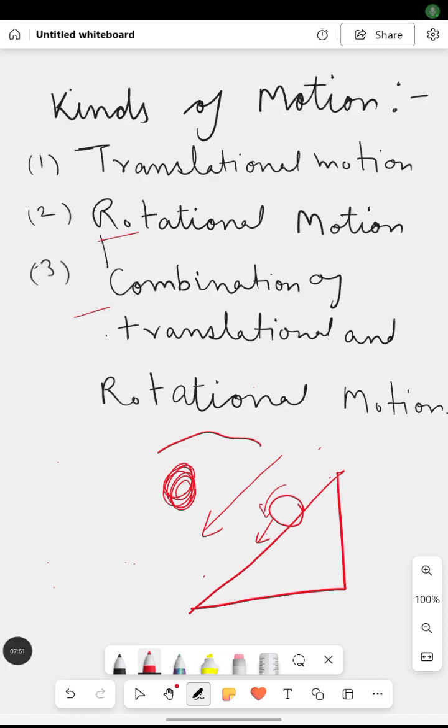When any vehicle moves, its wheels also move ahead and also rotate. At that time they are also showing a combination of translational and rotational motion.